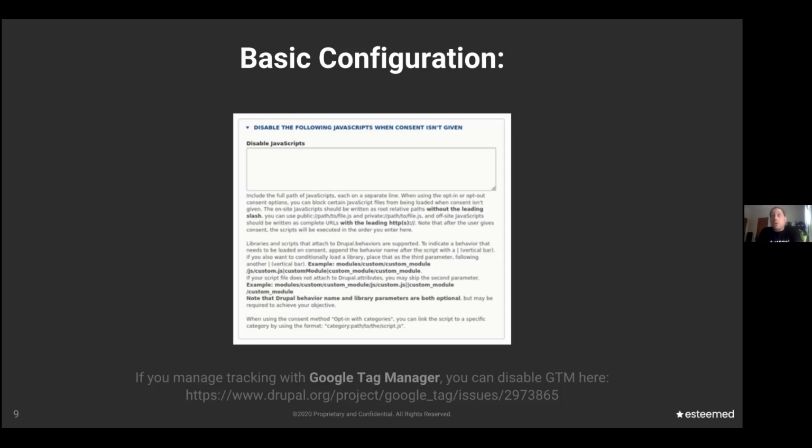The linked issue queue at the bottom, Drupal.org project Google tag issues 2973865. Basically, that's for Google Tag Manager. And if you manage tracking with Google Tag Manager, this shows how you can disable GTM. And then you can manage all your other scripts with GTM, right? You can have Google Tag Manager loading all the tags that provide all your other scripts for all your tracking and marketing automation stuff. And then you centralize it there. And this is the way that you can just turn on Google Tag Manager or turn it off in one place.